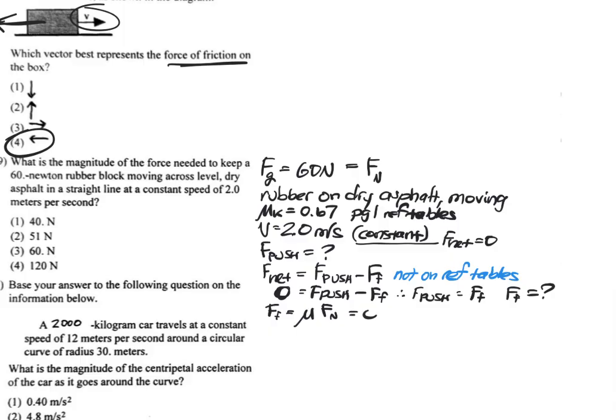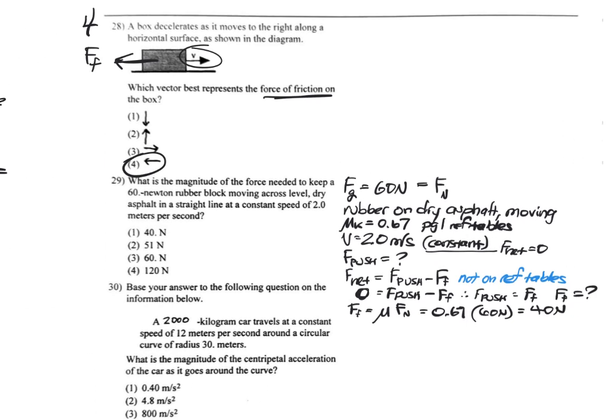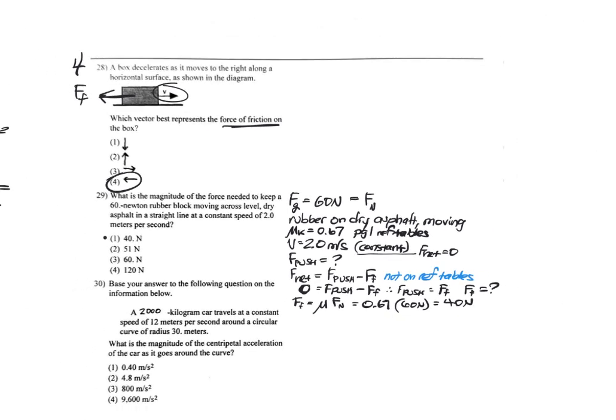So we wind up with 0.67, no units for coefficient of friction, times 60 newtons, and 0.67 is 2/3, so 2/3 of 60 is 40 newtons. So after all of that, we get choice 1 for number 29. A little bit of work in there for number 29.